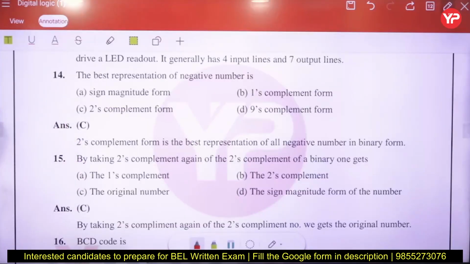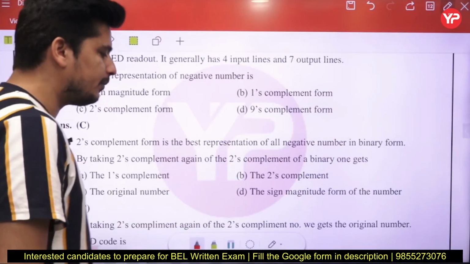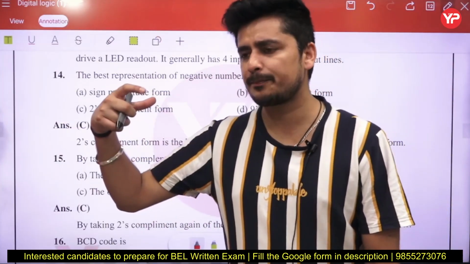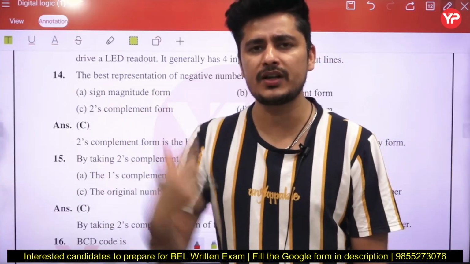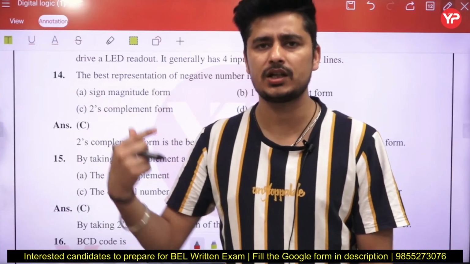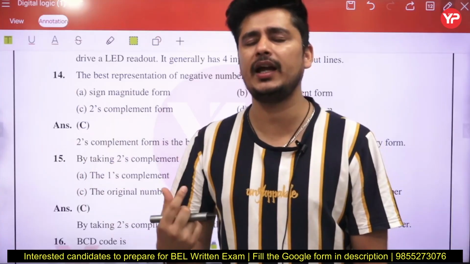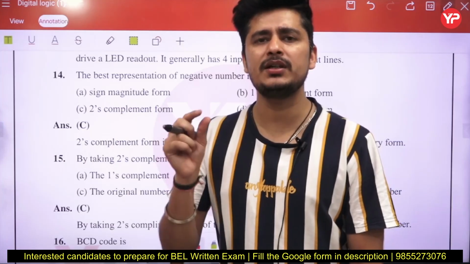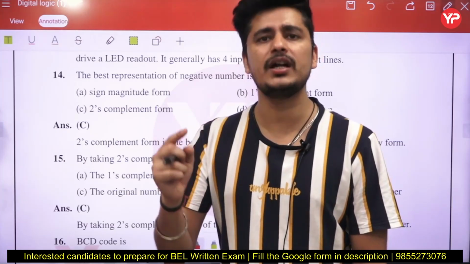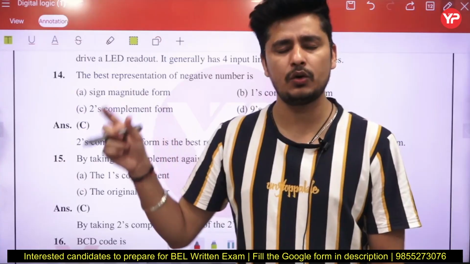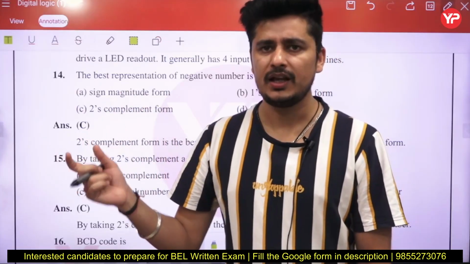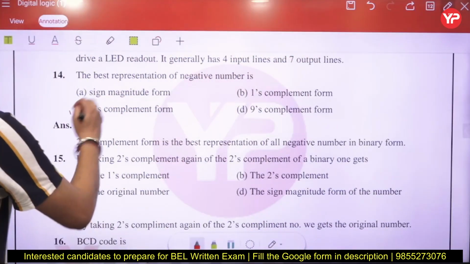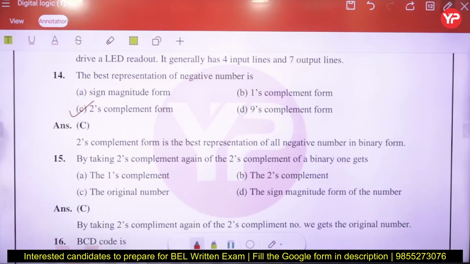The best representation of a negative number is the 2's complement form. There are limitations of the rest of the forms: sign magnitude representation, 1's complement representation and 2's complement representation. Sign magnitude and 1's complement representation have their limits. The limit is that there are two representations for 0, plus 0 and minus 0. That's why they do not have much practical importance. Inside the computer, whatever you are performing is done using 2's complement form. So the most widely used is 2's complement form to represent negative numbers.